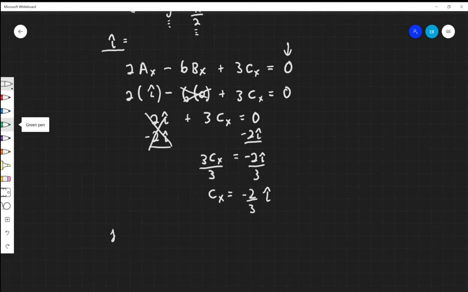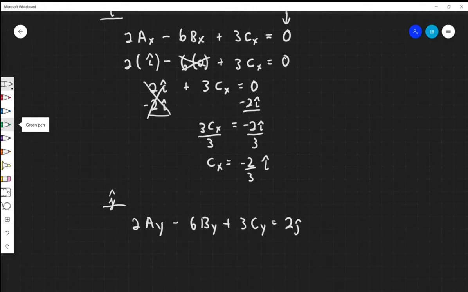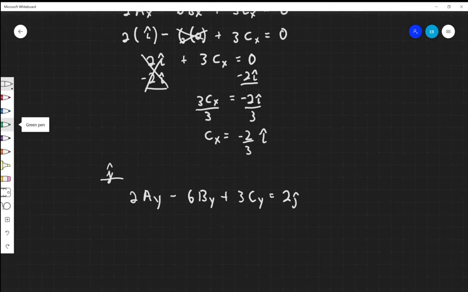So in the j hat direction, I want to have 2 times whatever a I have going in the y direction, minus 6 times whatever b I have going in the y direction, plus 3 times whatever c I have going in the y direction. And that's going to be equal to 2j, because that's what my final result is, 2 in the j hat direction. I don't have anything in the a vector that's going in the y direction, so that's a 0. So that's going to cancel out. Minus 6 times by, I have negative j hat going in the y direction for the b vector, plus 3 times cy. And that's going to be equal to 2 in the j hat.